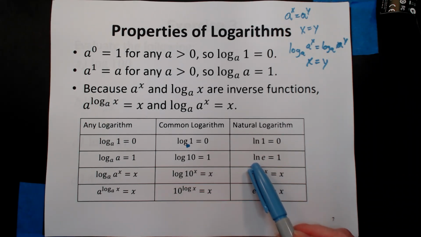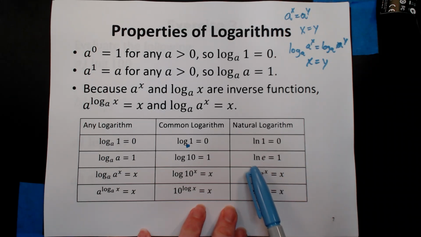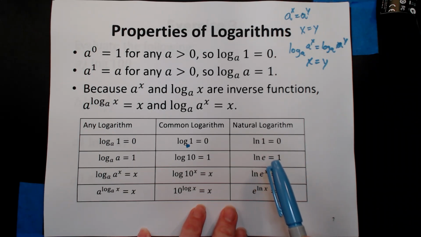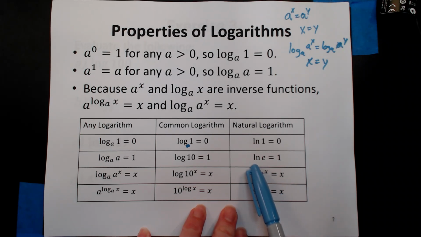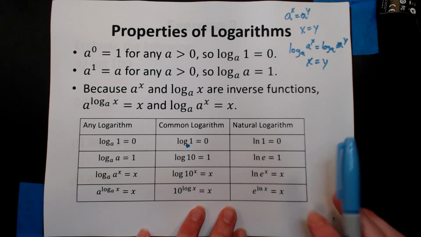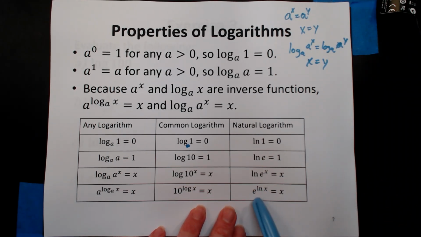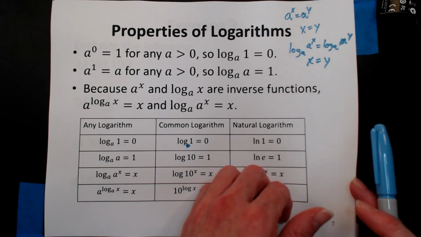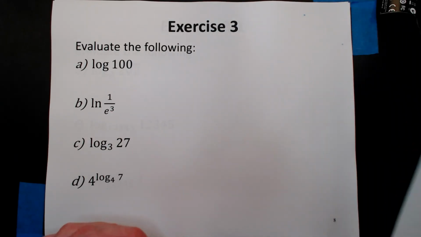That holds when the base is not negative or equal to 1. The natural log of e is just 1. The natural log of e to the x is equal to x. The e to the natural log x is equal to x. This is a trick we use very often, e to the natural log of x. It actually works very nicely in lots of parts of math.